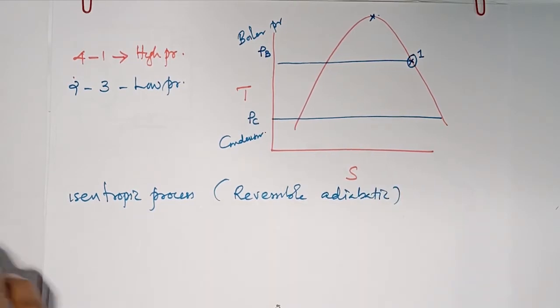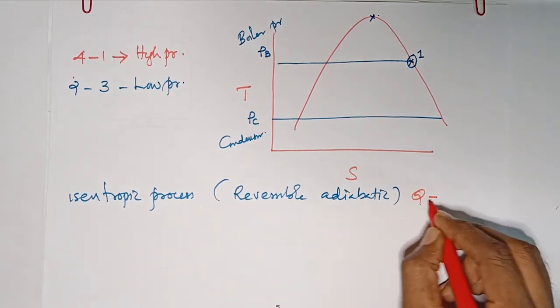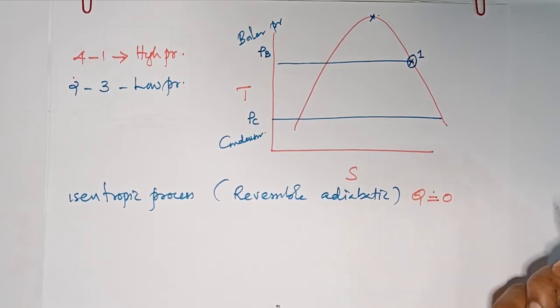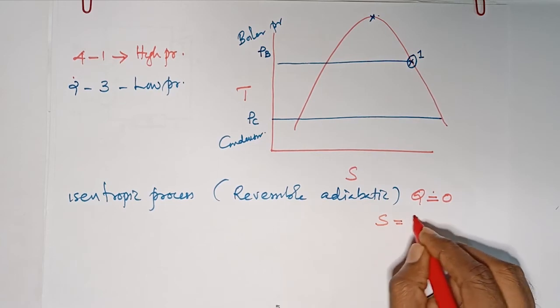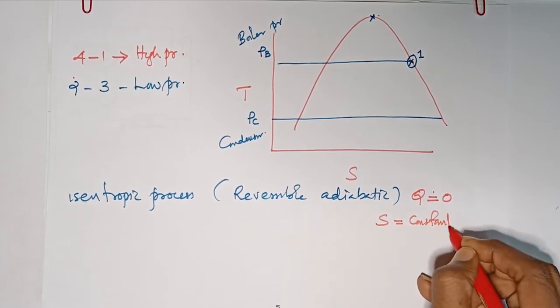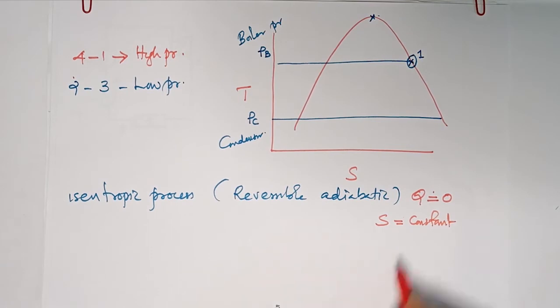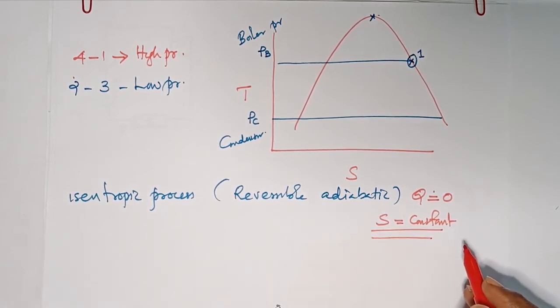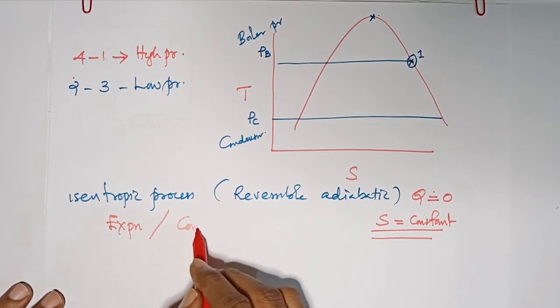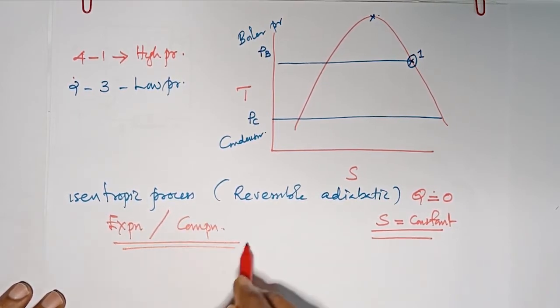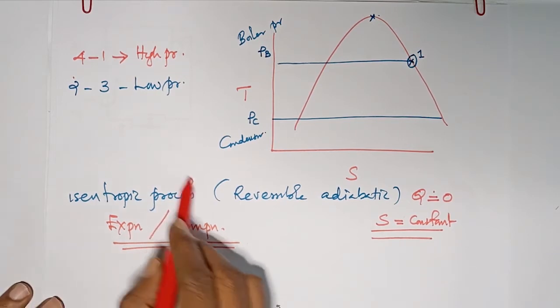What is the relevance of that reversible adiabatic process? That means heat transfer is zero. There is no heat transfer, and the process is very fast and entropy is constant. So in an isentropic process the entropy is constant. So normally the expansion or compression process in a vapor cycle is isentropic.